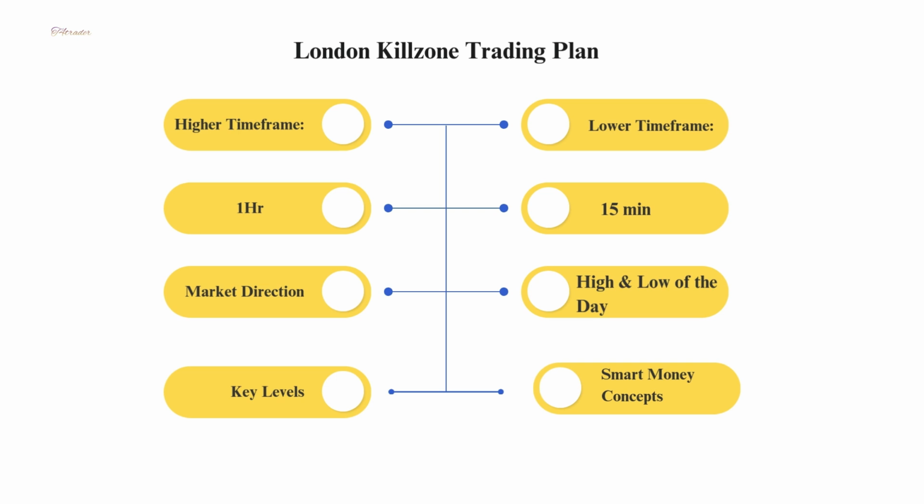Now let me explain to you step by step what we are looking for when the London Killzone begins. First of all, we will start the technical analysis with the 1 hour chart. In this time frame, first, we will identify the market direction since we want to trade with the dominant trend. Then we will point out the key levels and important swings that might reject the price. You can also do a top-down analysis to see an even bigger picture.